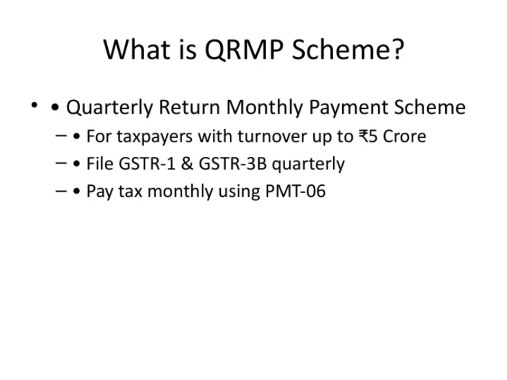Let's take a closer look at the Quarterly Return Monthly Payment Scheme, or QRMP scheme for short. This scheme is specifically designed for taxpayers whose turnover is up to 5 crore. The idea here is to simplify compliance by allowing these taxpayers to file their GSTR-1 and GSTR-3B returns on a quarterly basis. However, even though the filing is quarterly, the tax payments are made monthly. This helps in managing cash flow better and reduces the compliance burden. The payments are made using the prescribed form, which is PMT-06.